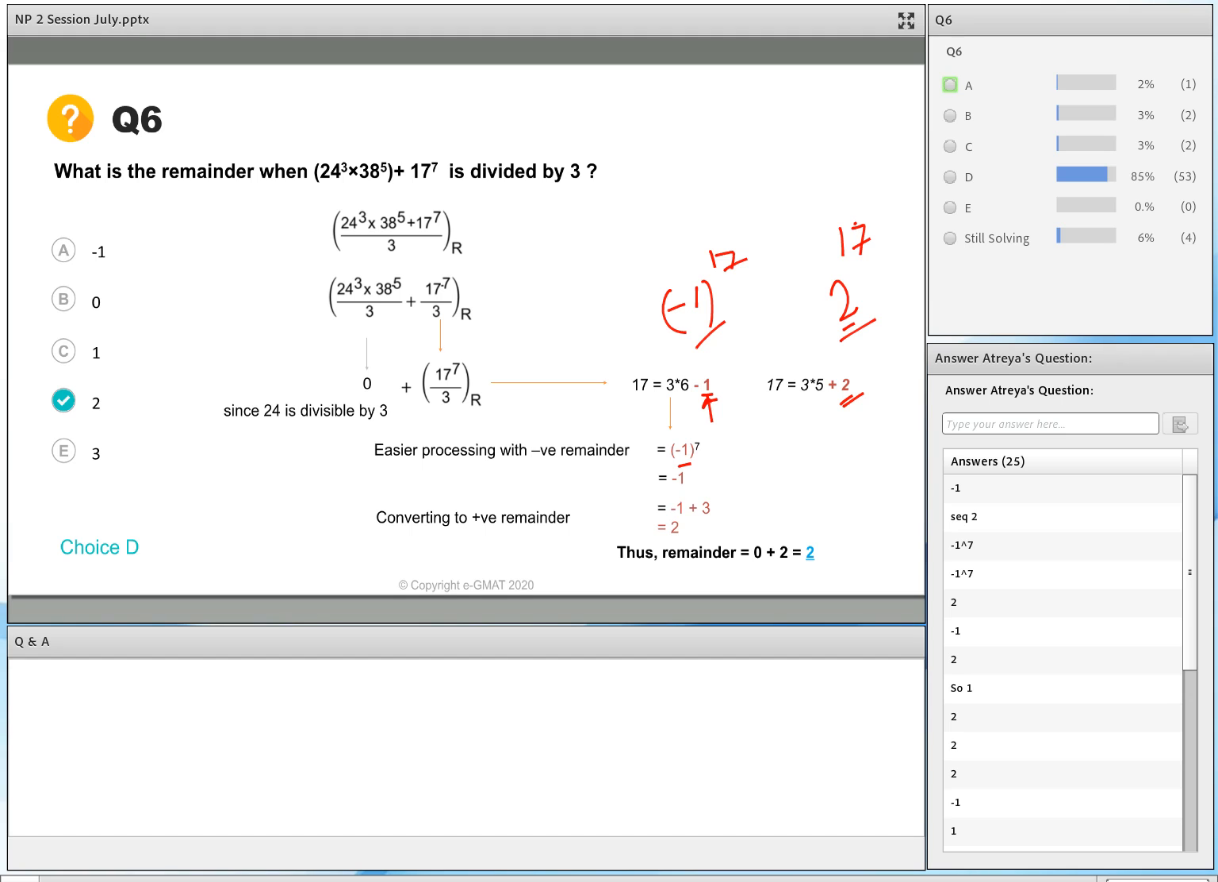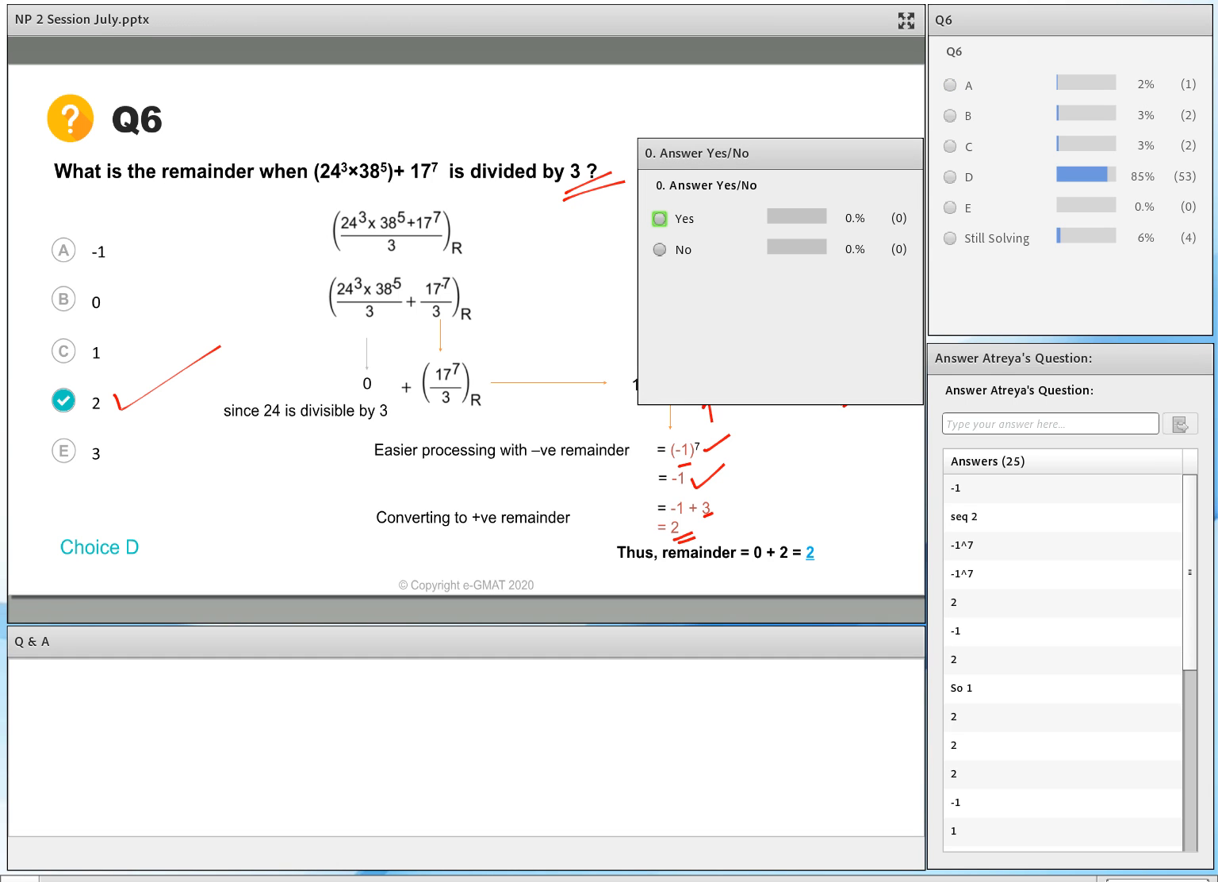Now minus 1 to the power an odd number, what does it return? It returns negative 1. Now the final remainder is equal to minus 1. Can minus 1 be the answer? No. I need to convert the negative remainder into a positive remainder. How do I convert that? I simply add the divisor. The divisor in the question is equal to 3. So minus 1 plus 3 gives me 2. That is the answer for this question.